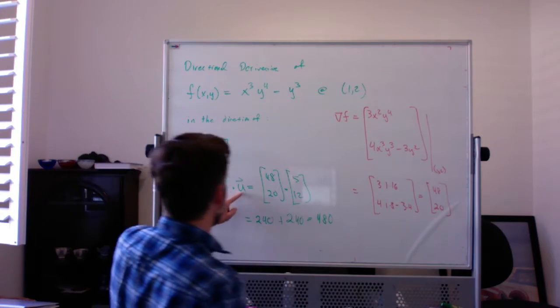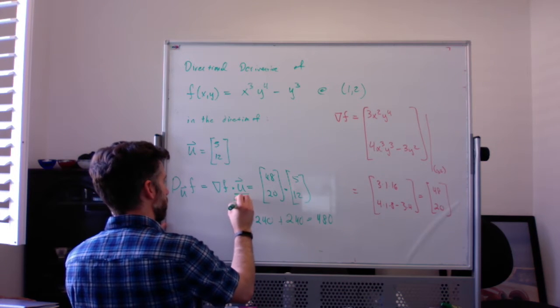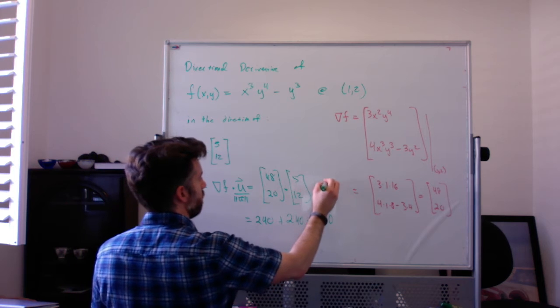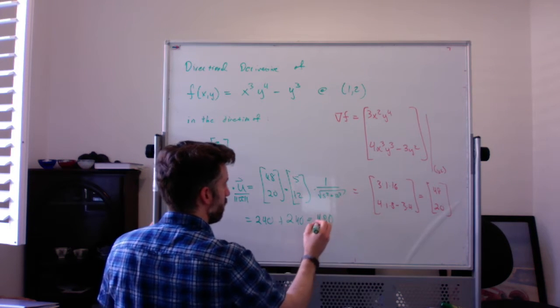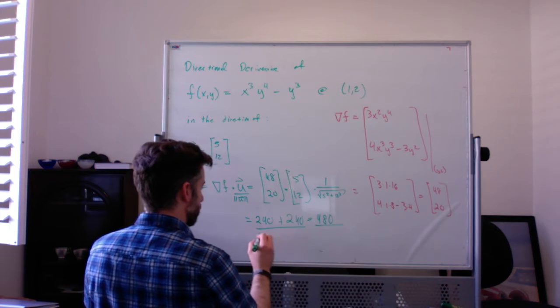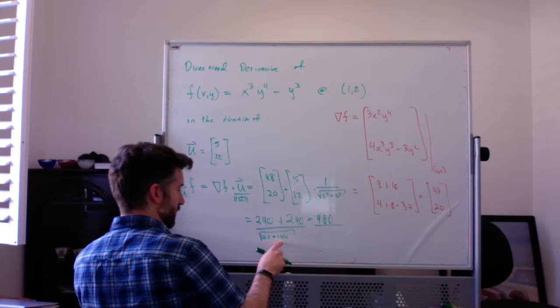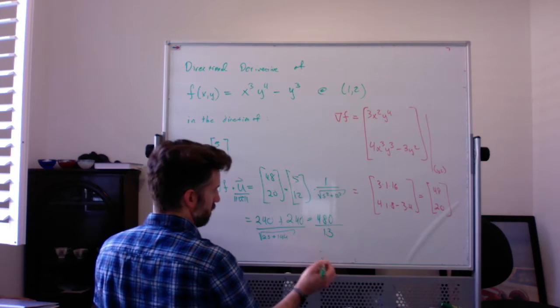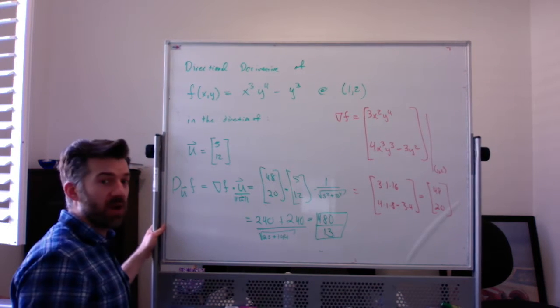If I'm in the direction of u, u needs to be a unit vector, so I actually really need to divide by the magnitude of u. So you need to divide by the square root of 5 squared plus 12 squared. That's the square root of 25 plus 144. That's the square root of 169, which is 13. So it should be 480 over 13. Still a big number, but not as big as it would be. So it's a very, very steep slope.